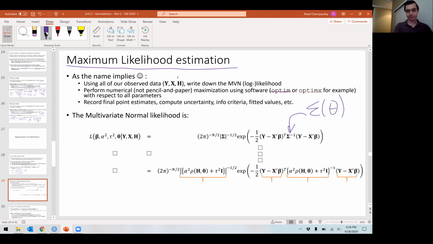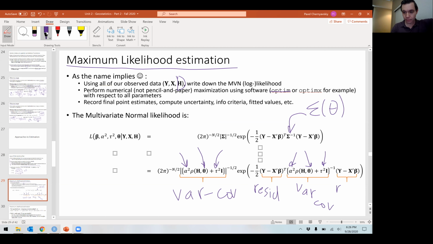Here is the likelihood. You see that it depends on our variance covariance matrix. This is our variance covariance matrix. Notice our variance covariance matrix has the partial sill, the nugget, and the range parameter in there. H is known because H is the distance matrix. Then we have this y minus x prime beta. These are basically the residuals.